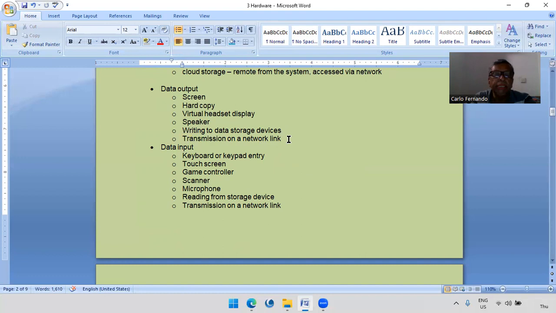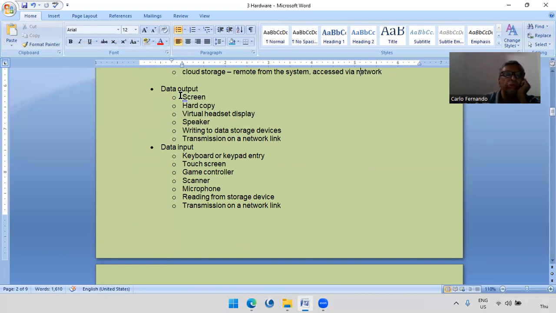Then the transmission on a network link. You collect a lot of data and then send it to another location, another institute, a company, an office or a branch. So that is transmission on a network link. That is also output, because all these things are going out from the CPU.